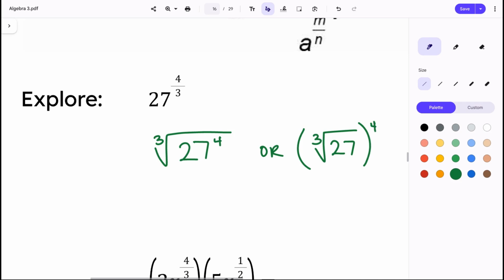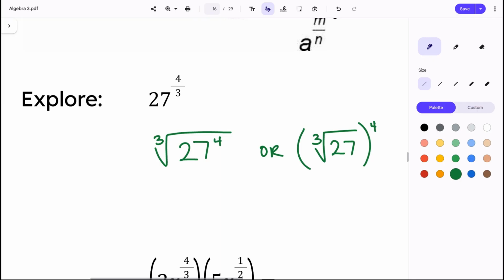Either way works. And then if you write it the first way versus the second way, it might change a little bit of how you approach the problem. So like on the first one, some of you might say, okay, well, I'm going to take 27 to the 4th power, and then I'm going to try to cube root it. Okay. Or some of you might be thinking, we talked about 27 in my list of perfect cubes earlier, right?